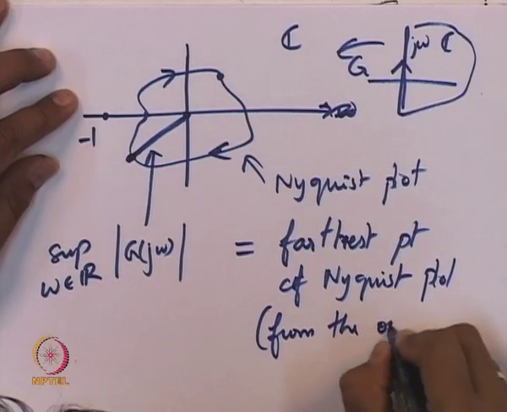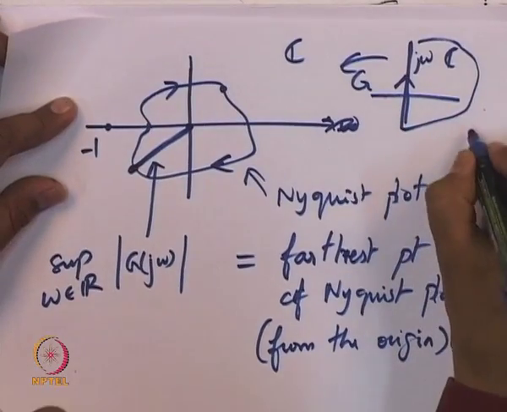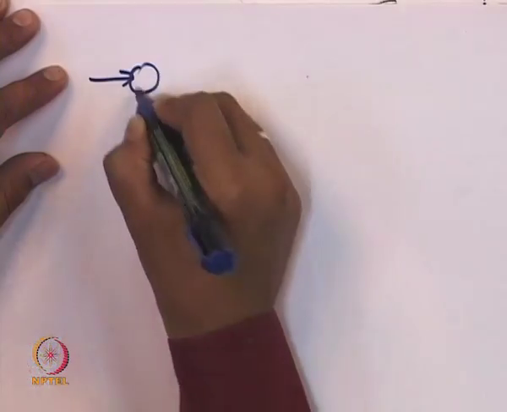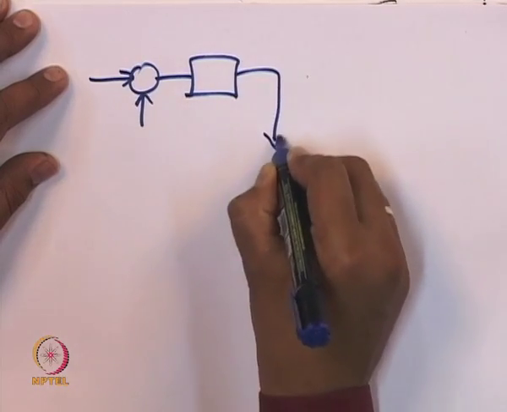From the origin. This is the significance with the Nyquist plot. Of course, we will see this in a little more detail very soon. So, after this development of the L2 induced norm, we are close to seeing an example called the small gain theorem. For that purpose, we need to see the notion of a feedback interconnection being stable.